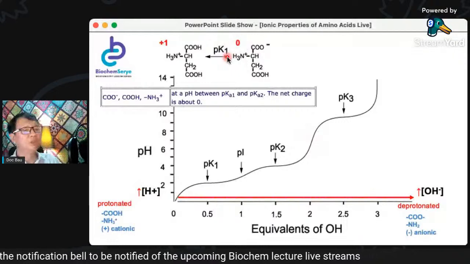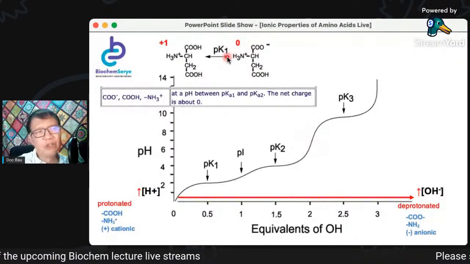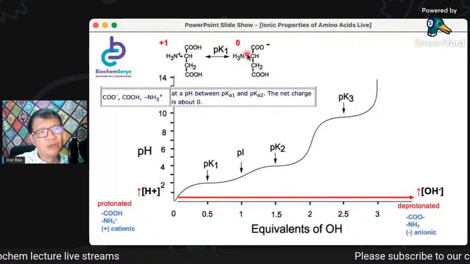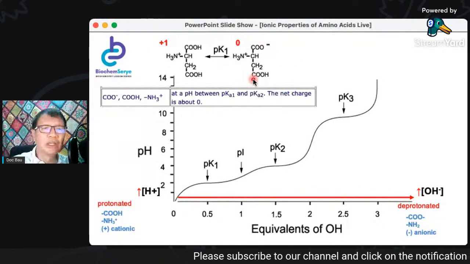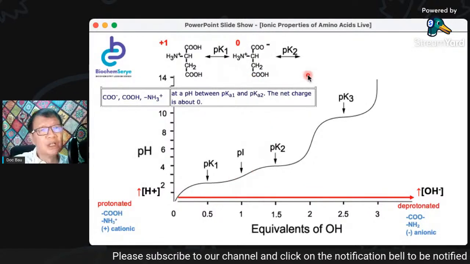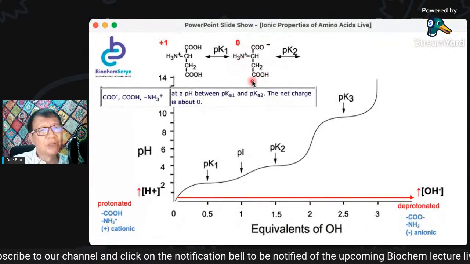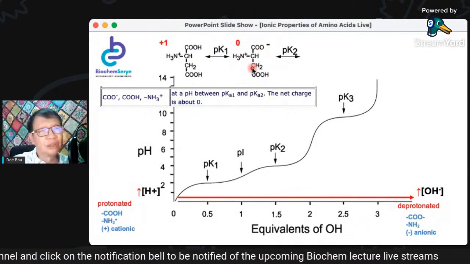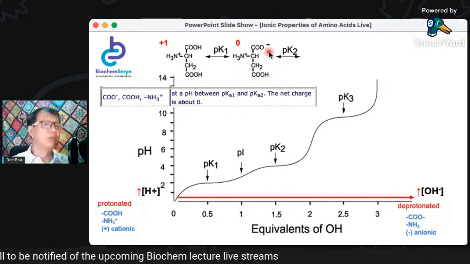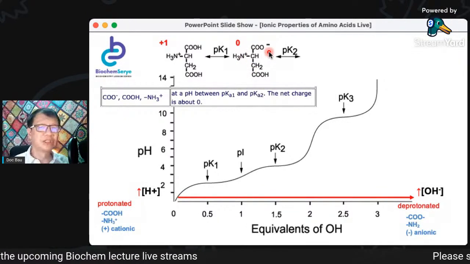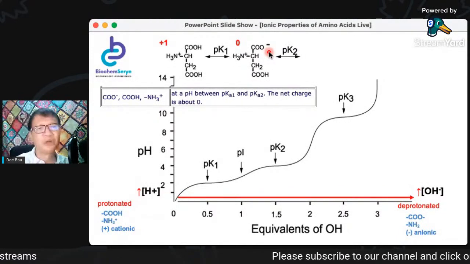What do you call that species wherein you have two charges, but the overall charge is neutral? That is your isoelectric point. So if it is subjected to electrophoresis, it will stay put because it does not have any charge. It does not have any preference of going to the cathode or going to the anode.